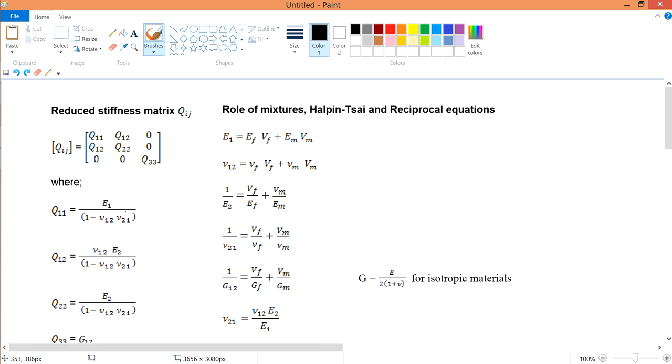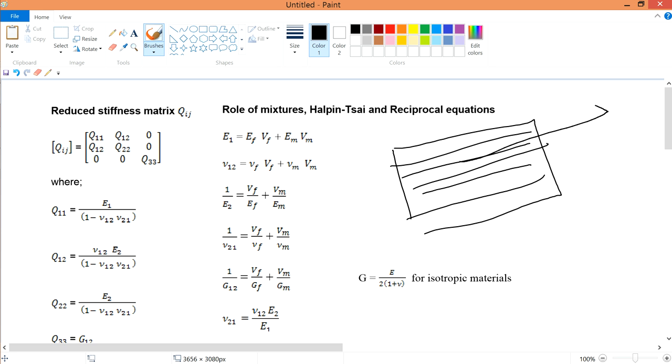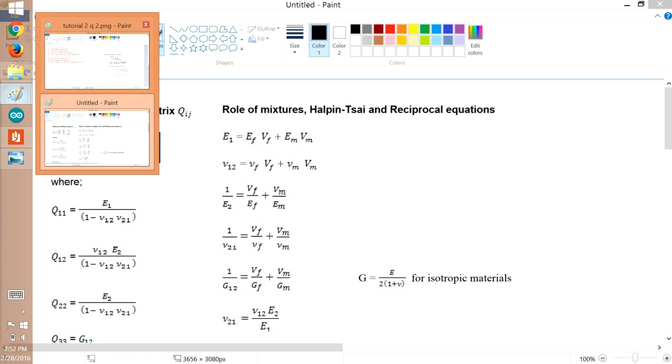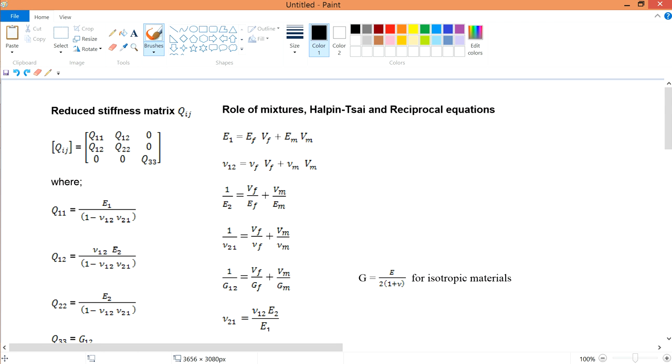In case you have forgotten, your E1 and your E2 are simply, if I were to draw this, this axis is the 1 axis, this is the 2 axis. E1 is the Young modulus in the 1 direction, E2 is the Young modulus in the 2 direction. Hopefully it's pretty clear. The first step is to get the Young modulus in the 1 direction, and to do that, we need the Young modulus of the fiber and the Young modulus of the matrix, including the volume ratio.